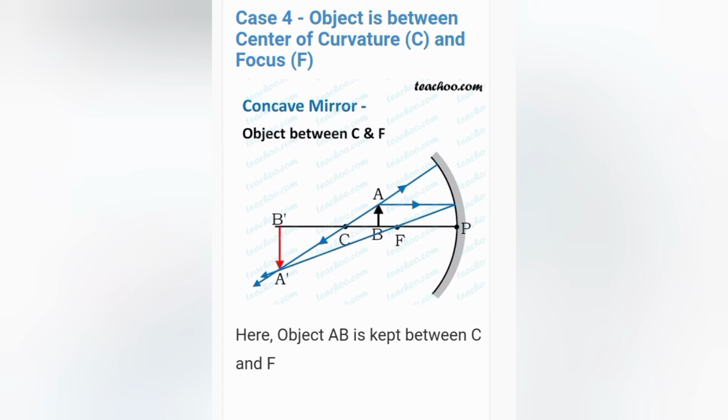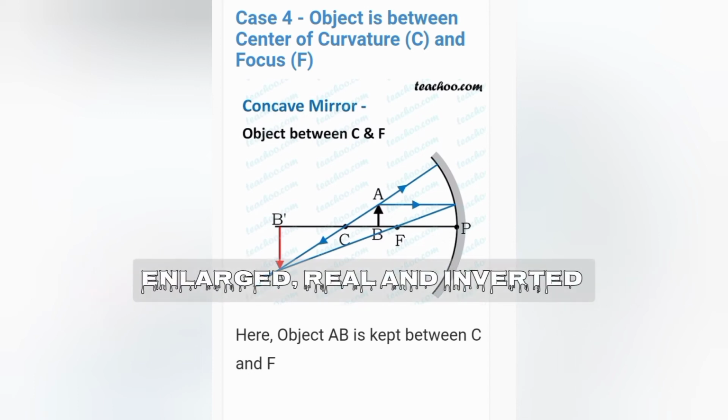In the fourth case, the object is placed in between the center of curvature and the focus. At first, we draw a line parallel to the principal axis from point A of the object, which passes through focus, and another line passing through the center of curvature. Both the rays meet at point A dash, and the image A dash B dash is formed beyond center of curvature C. The image formed is enlarged, real and inverted.